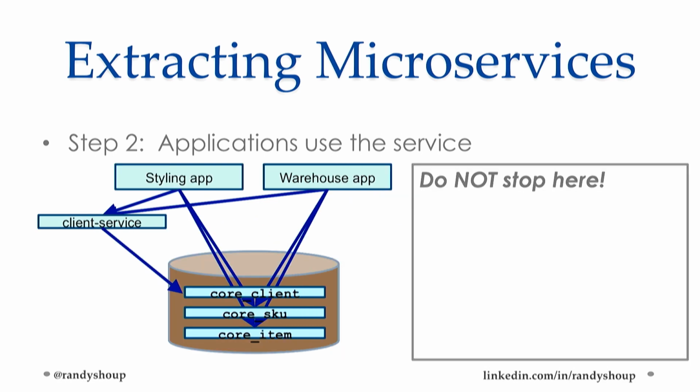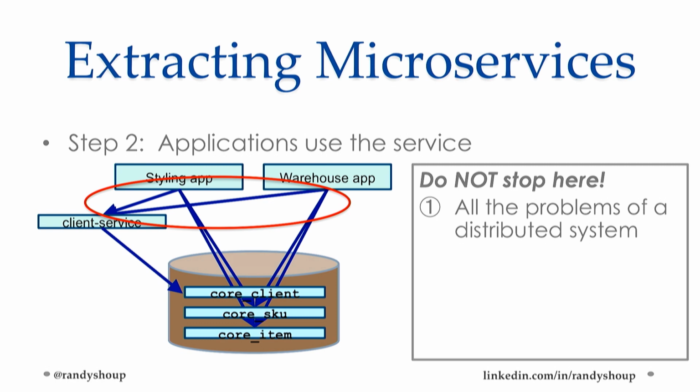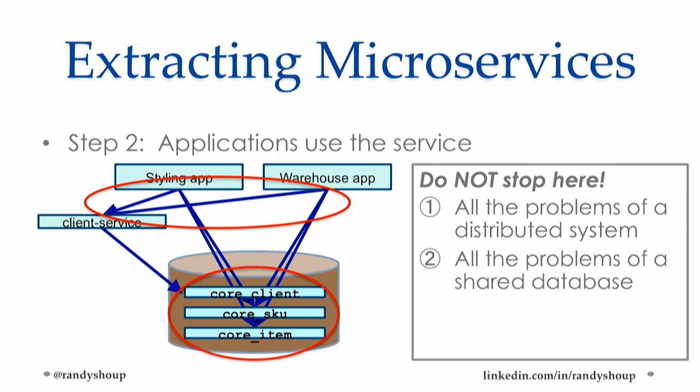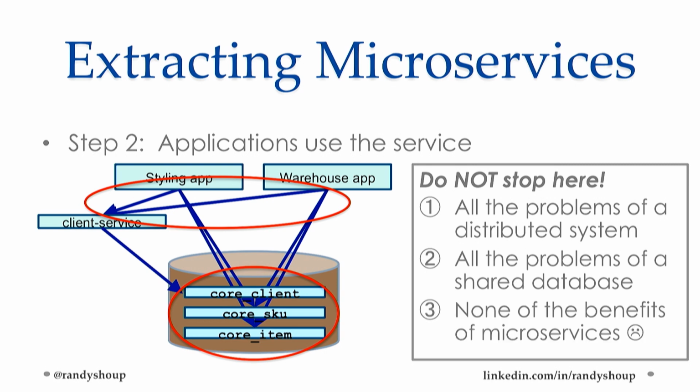And then the next thing I want to say is don't stop at this point. Because at this point, we have all the problems of a distributed system, yeah? Because now we took a thing where we were using one database and now we're using this other distributed system, and that client service can fail. We still have all the problems of the shared database of a monolithic system, and we so far have not gotten any of the benefits of microservices. So please, please, please, triple underlined with sugar on top, do not stop at this step as had happened when I arrived at Stitch Fix.